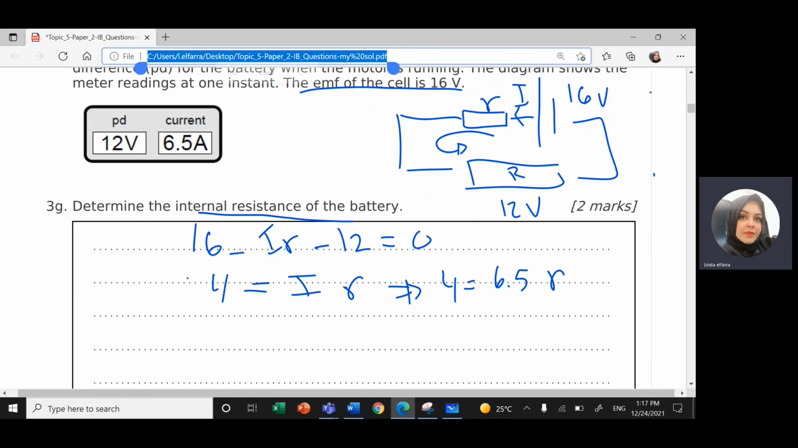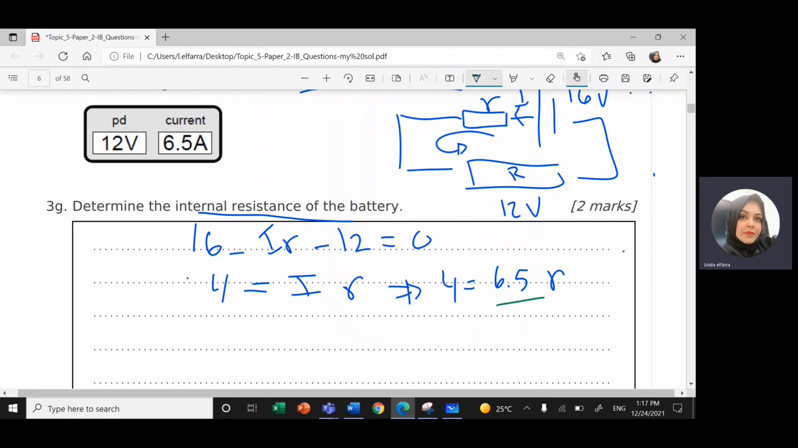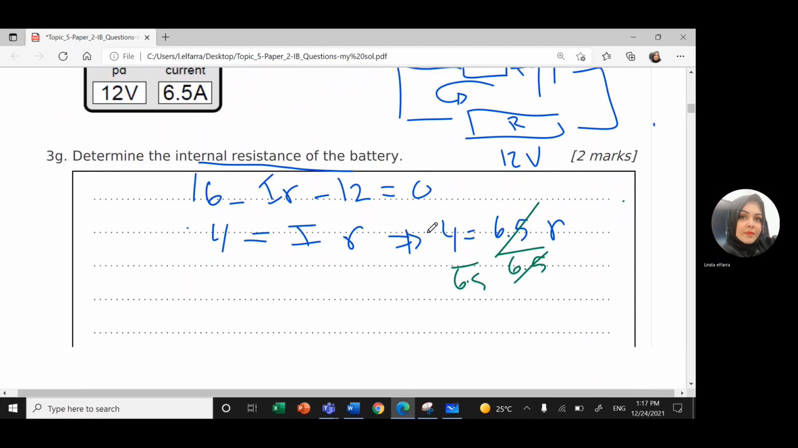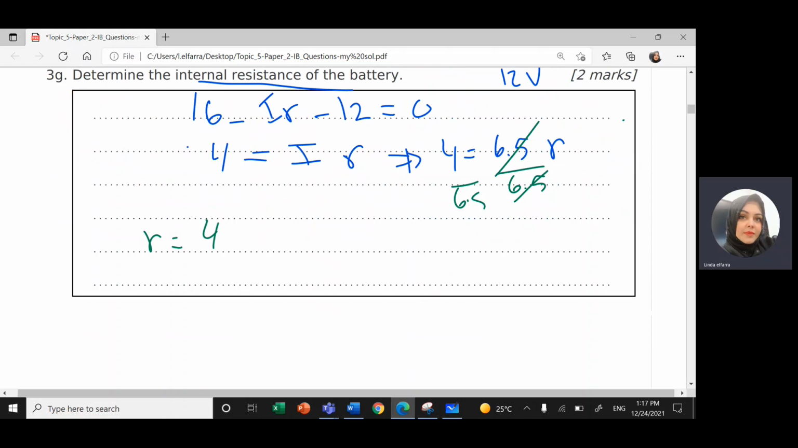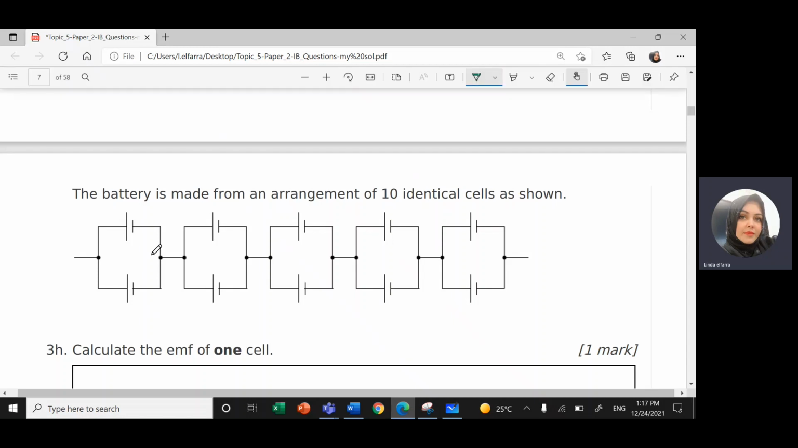Divide both sides by 6.5. R will equal 4 divided by 6.5, and this will give us 0.62 ohm. Okay, now the battery is made from an arrangement of 10 identical cells. Calculate the electromotive force of one cell.